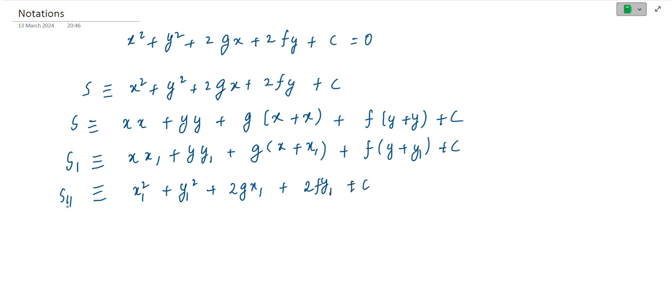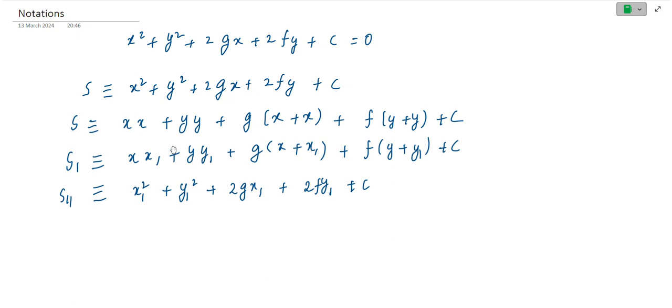If we observe S and S11, we simply substitute x1, y1 in the place of x, y in the expression for S. In the place of x, you substitute x1, and in the place of y, you substitute y1. So you are going to get S11.